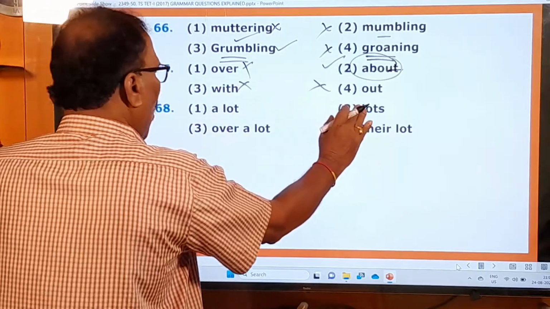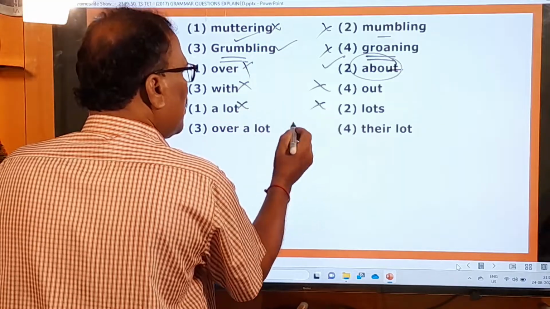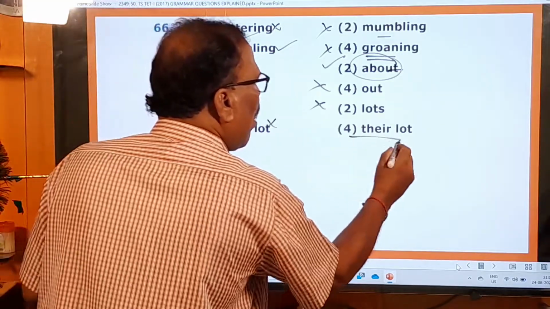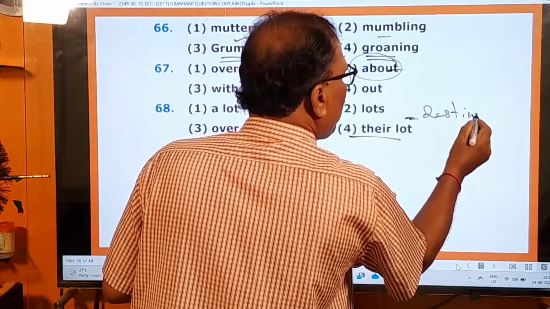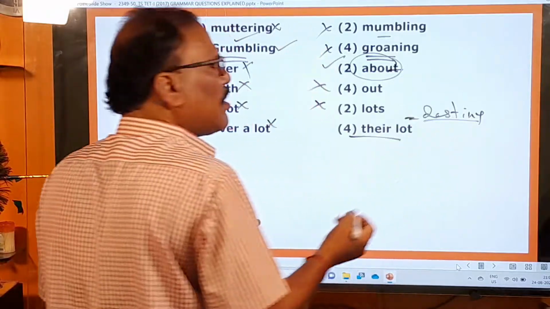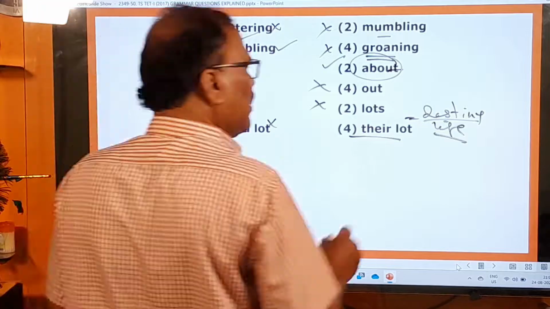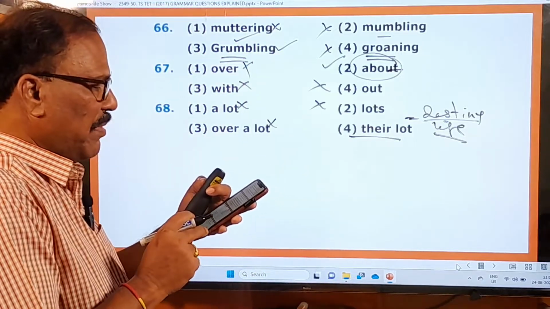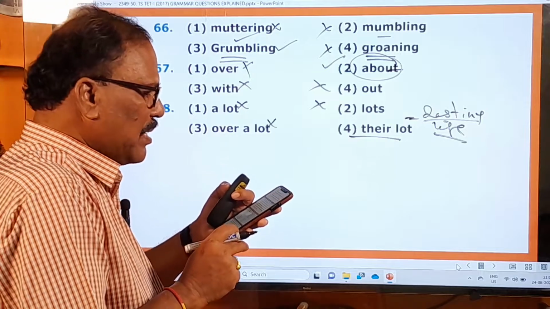A lot, lots, over a lot, their lot. So here a lot is wrong, lots is wrong, over a lot is wrong, their lot. Lot means here destiny. There you can say their lot, their destiny, their life, their future. Their life is poor and mean, and dash never get any happiness out of life.